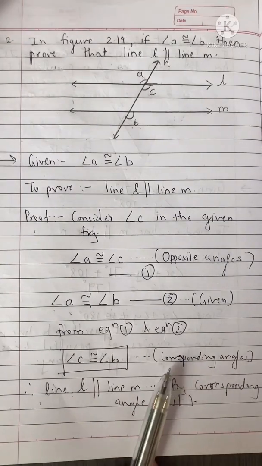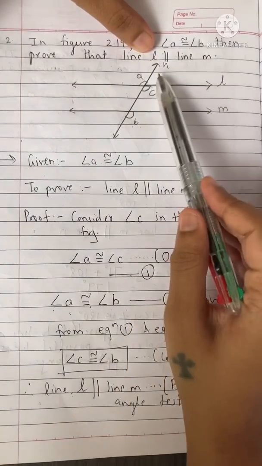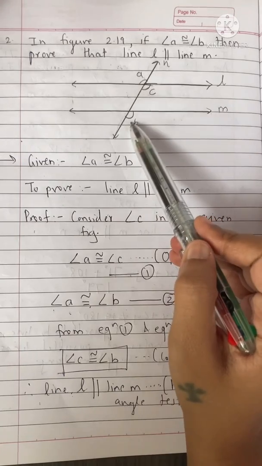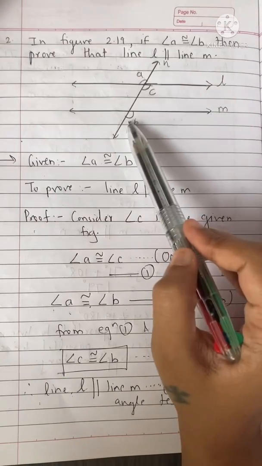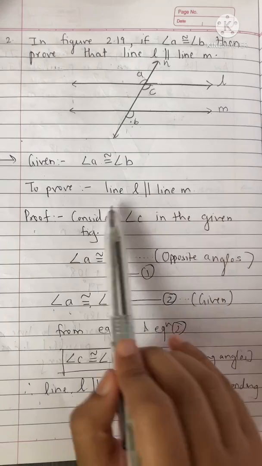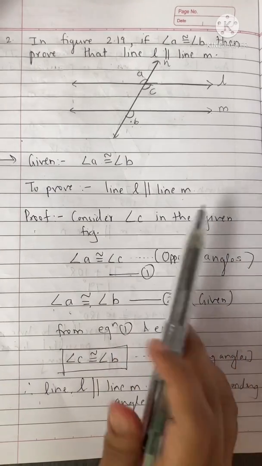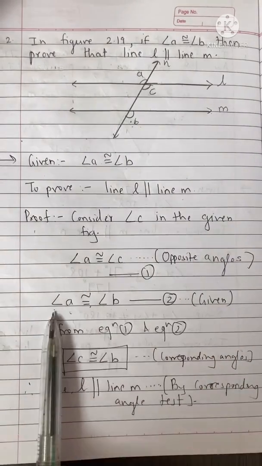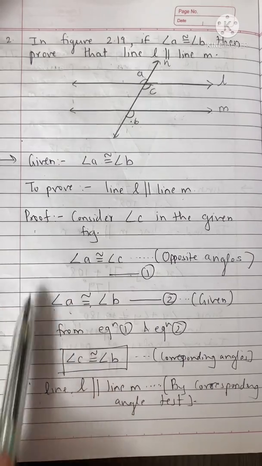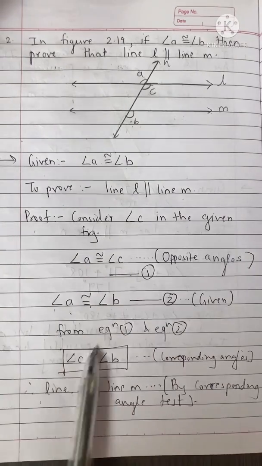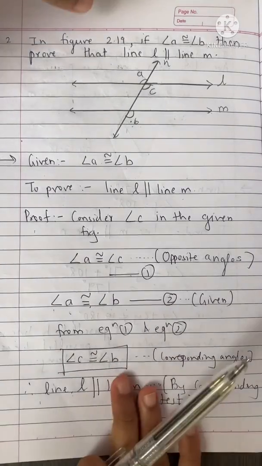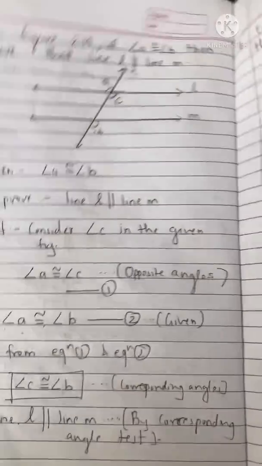It is a very simple proof, but we can, like I said, directly say also that angle B is congruent to angle A, and by exterior alternate angle test, line M is parallel to line L. But that will be a very short proof. So by using this, it is 2-3 lines extra, but we will get extra marks. So this is the proper proof. So this was the second sum. Let us do the third sum.